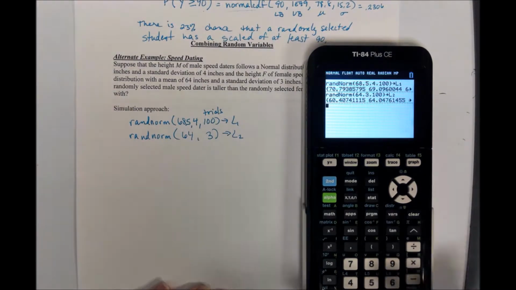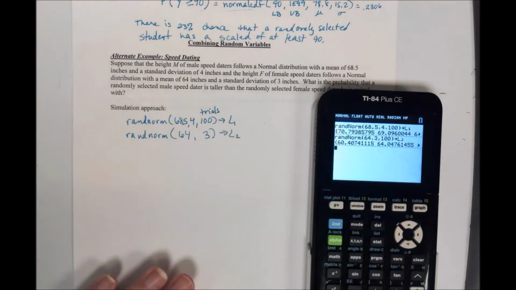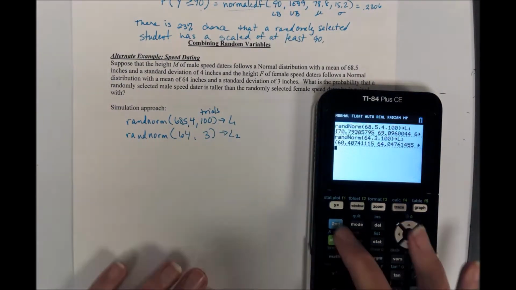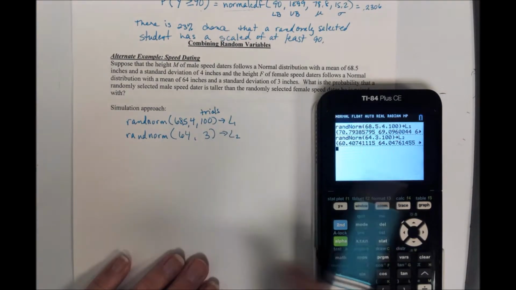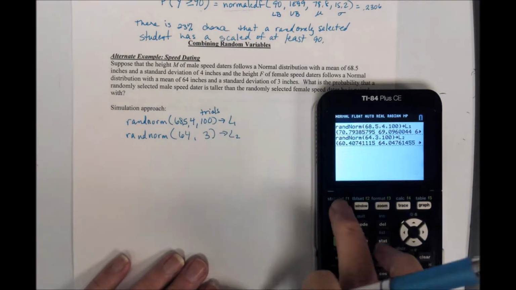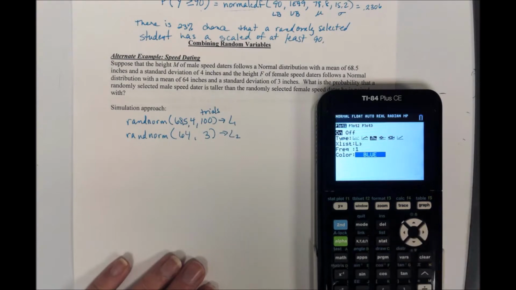Okay, so now I'm going to show you what the distributions look like. Just to kind of review, if I wanted to make a histogram of the males, I'm going to go second y equals to get a stat plot. I'm going to turn it on. I'm going to choose histogram, which already is, and my males are in list 1, so we need to switch that back to list 1.